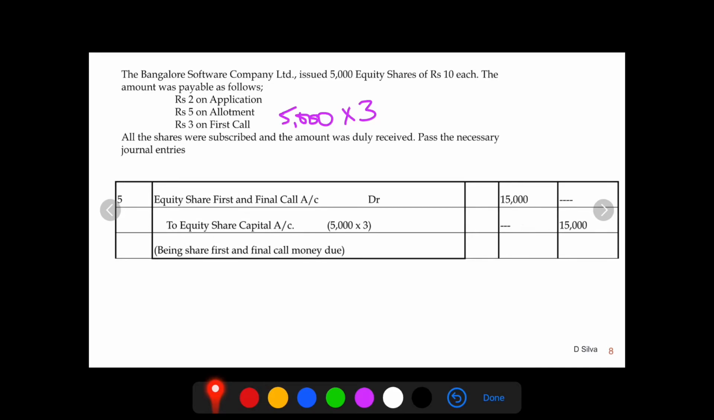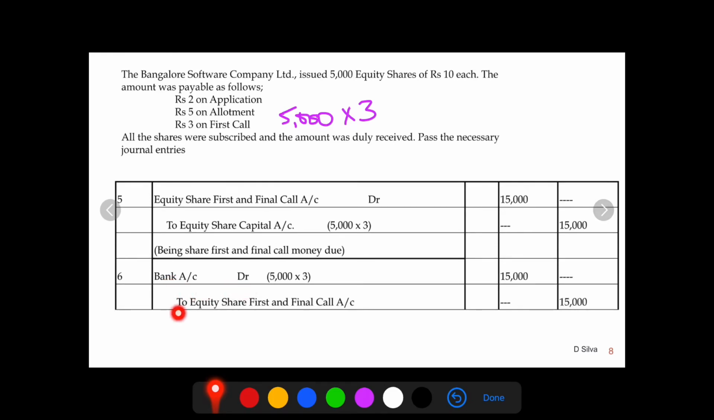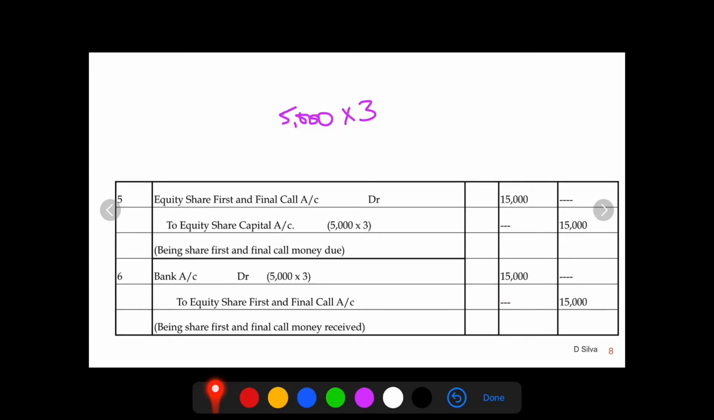Now we need to receive the money. That is through bank account debit to equity share first and final call on 5,000 shares of rupees 3 each. As mentioned in the question, the amount is duly received, that is 15,000 debited and credited. So with this we write the narration, that is being share first and final call amount received. So with this, students, we have completed passing the necessary journal entries.